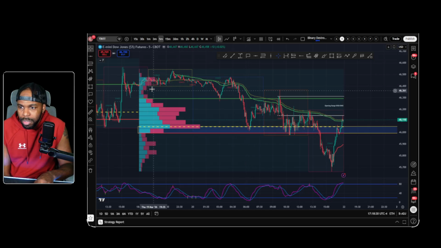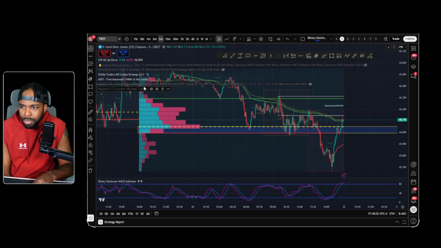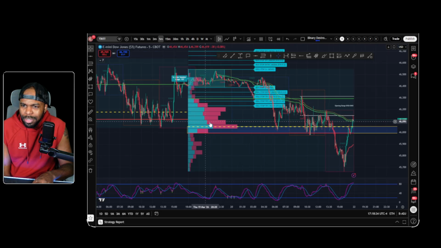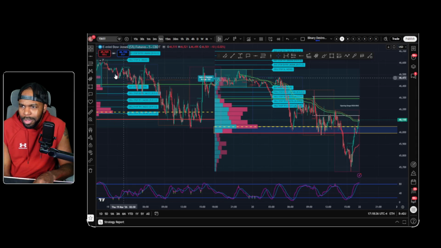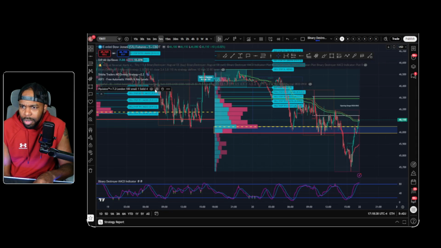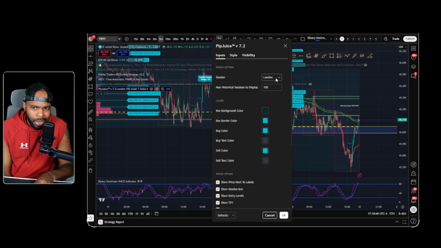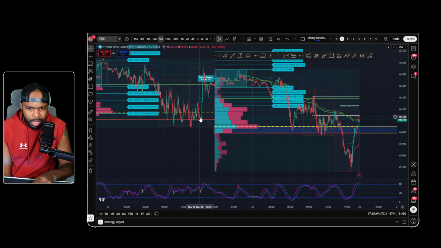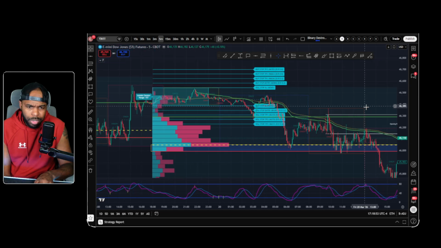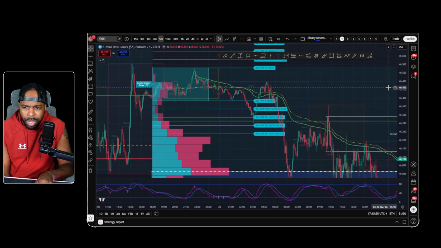Okay, so in this case, let's turn on Pip Juice. Since we're actually trading, we could use London. When it comes to this indicator, you got to make sure what session you want to trade this in. Do you want to trade it in New York, London, Asian? Right now I got it on London. Usually I trade US 30 in the New York session, but let's see if this works on the London session.